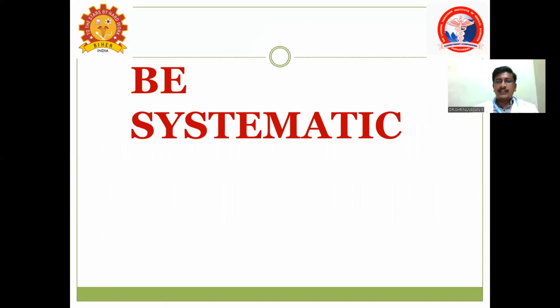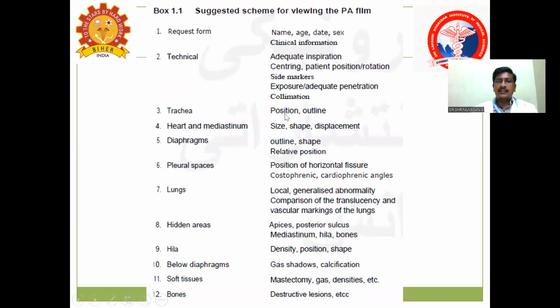How to approach, how to interpret. So first, to read the chest X-ray film, we have to follow a protocol. So how to follow that protocol? You should know a systematic approach to reading the X-ray film. So we will see one by one how to read the chest X-ray film. The first one is when the patient is referred for chest X-ray, first you see the requisition form. See whether the name, age, date, sex, everything, and the clinical information given is correct.